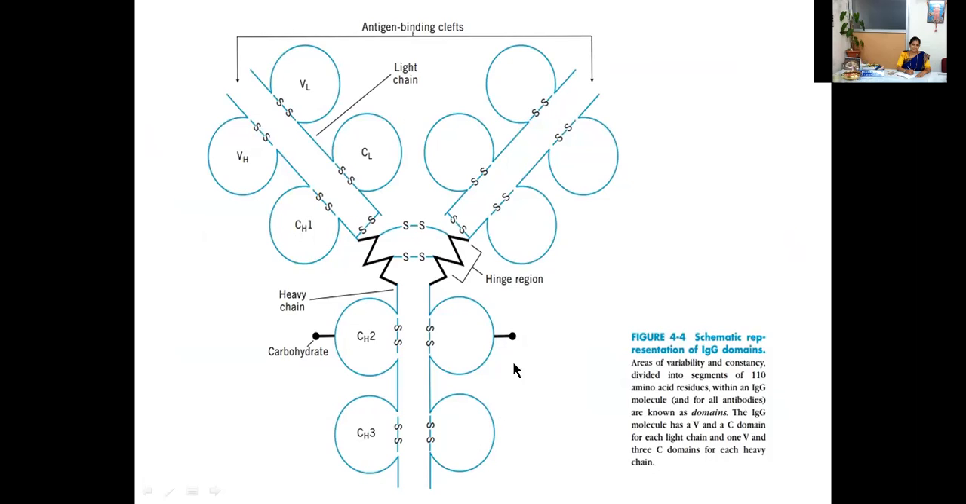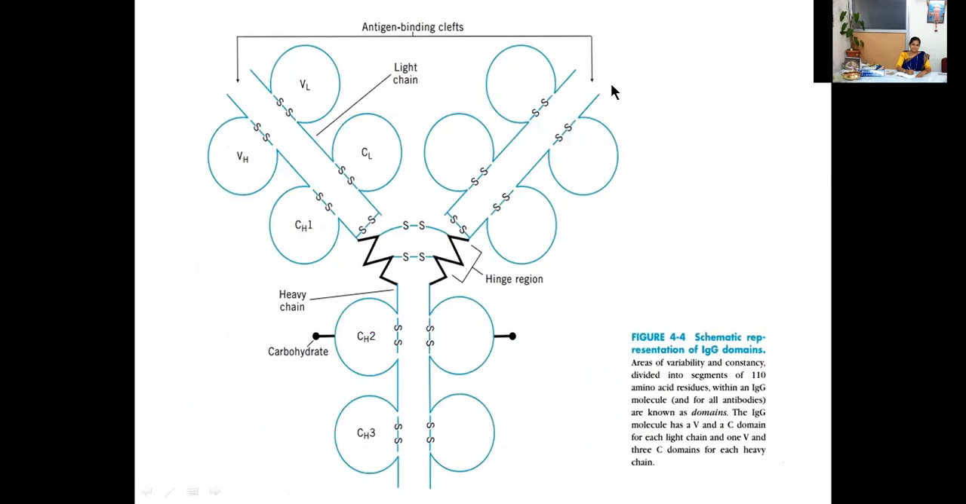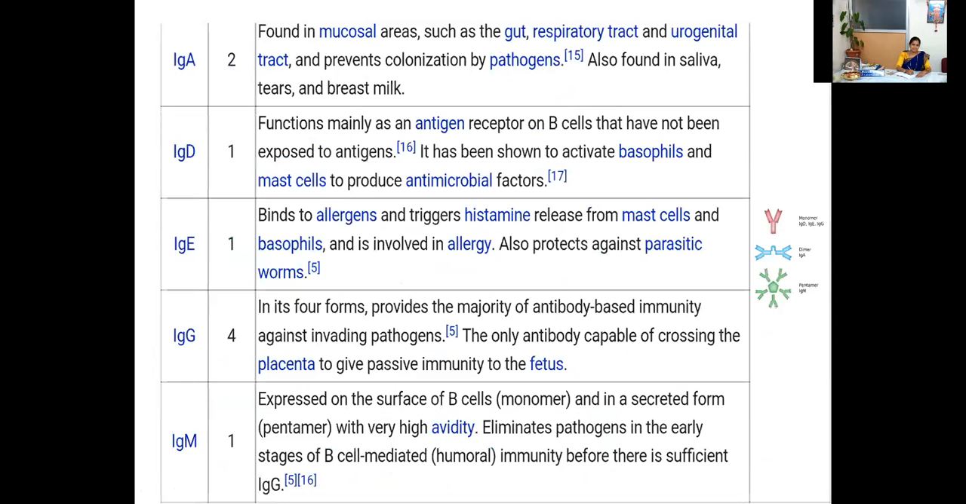You can call this the FC region, and this the FAB region, that is the fragment of antigen binding region, and this is the FC region of the immunoglobulin. Here you can see the N terminal region or amino region, and this is the carboxyl region. Please go through my previous video, where I have explained in detail the structure of the immunoglobulin.